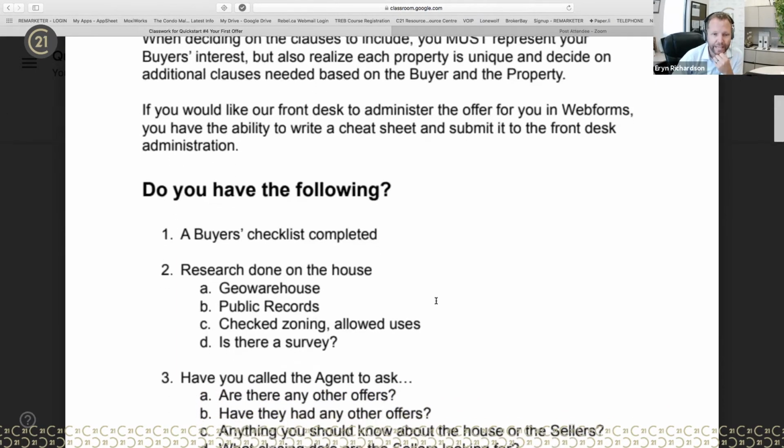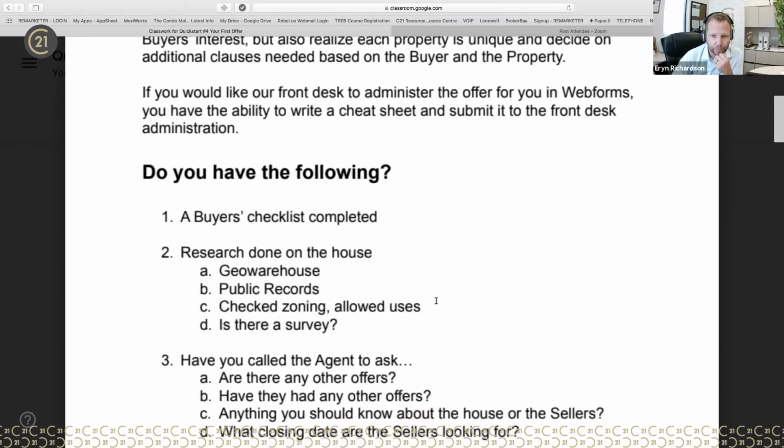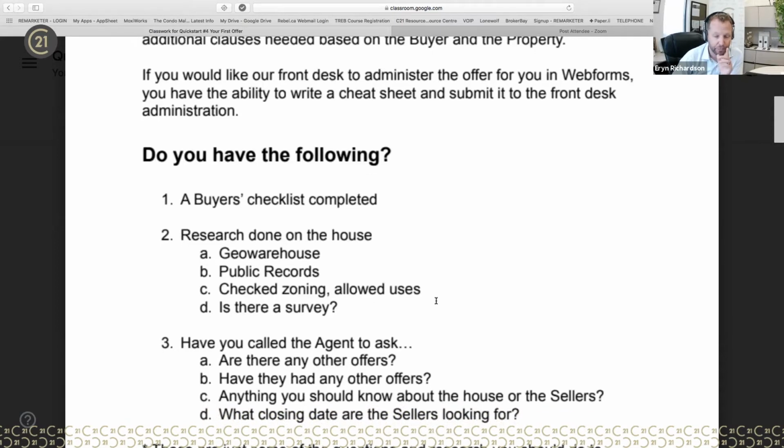Okay. We can type your offers for you. I'm going to go through some of the things that you need to do ahead of that. But we can do the typing of the offers, and we'll get to that in a minute. So the front desk is your best resource for that.